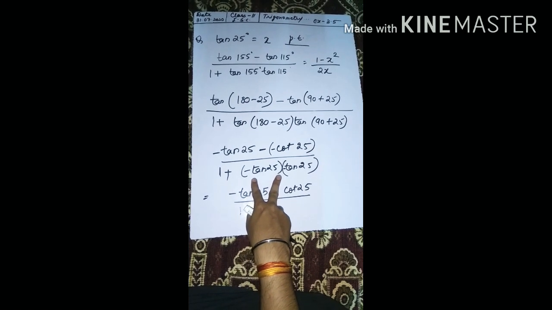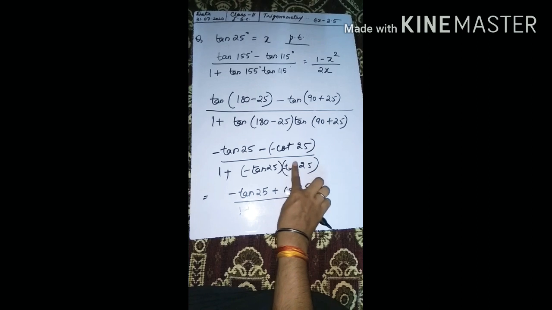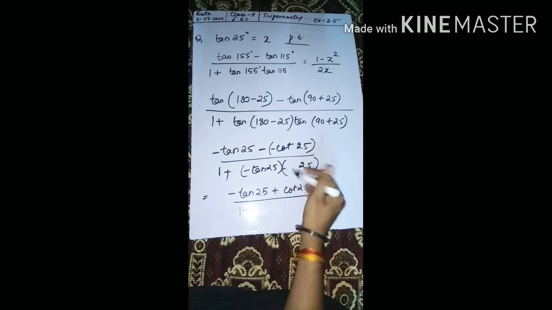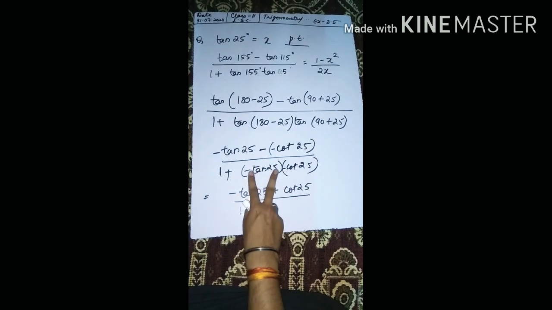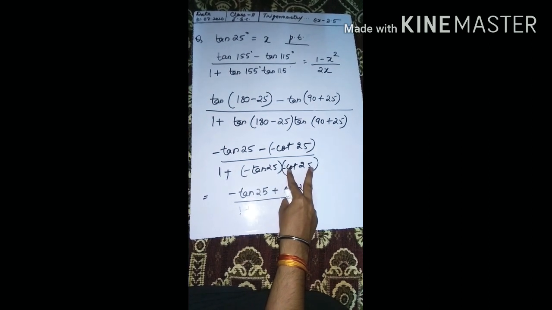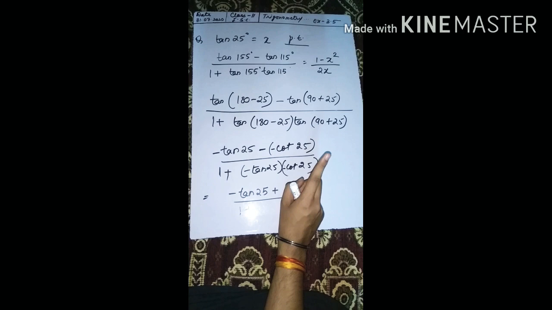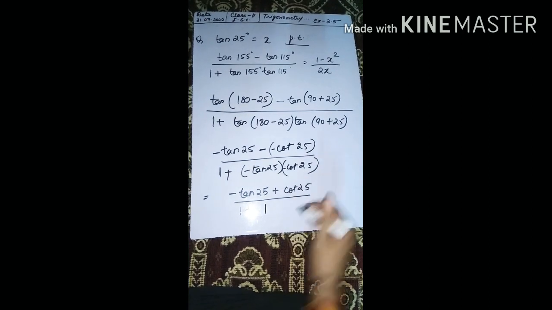Tan 25 and, sorry, this will be cot. Wait, this will be cot. Sorry. Minus, minus will be what? Plus. Tan 25 and cot 25 will give you how much? 1 only. Okay, so here 1.